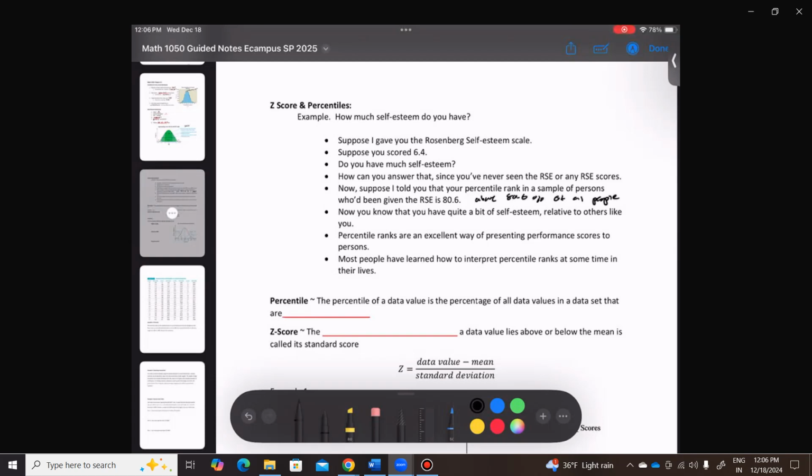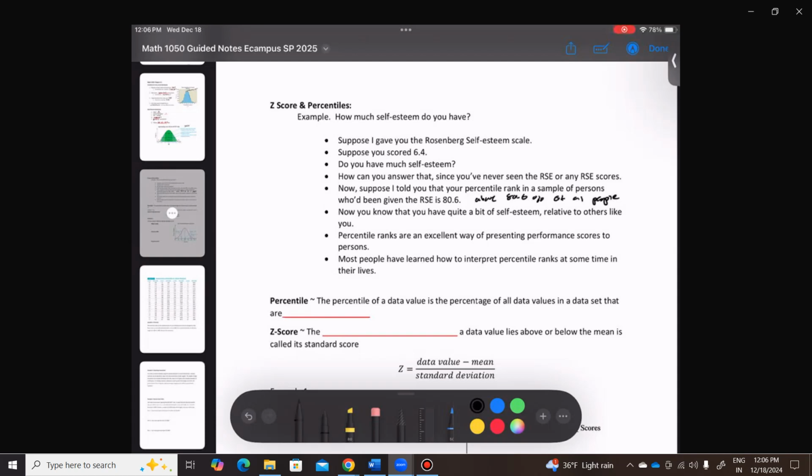Percentile ranks are an excellent way of presenting performance scores. We see this in ACT stats and SAT stats. They follow a normal distribution, so you get a percentile that lets you know where you're at. If you're at 50%, you're right there at average. If you're above 50%, you're above the average. If you're in the 70s or 80s, you're quite above the average. 90s for sure, you're really above the average.